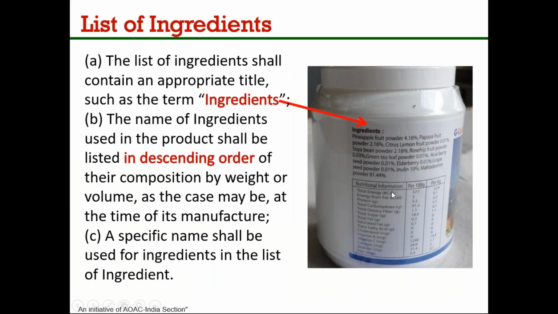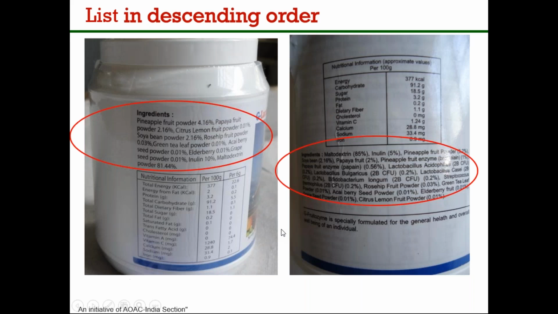So in any packaged food, the list of ingredients must have a title such as ingredients, which is shown here. Then all the ingredients in that packaged food must be written in descending order of their composition by weight. And each of the ingredients will have a specific name as you see here. So pineapple fruit powder, citrus lemon fruit powder, elderberry powder, maltodextrin, etc. It must be written in descending order.